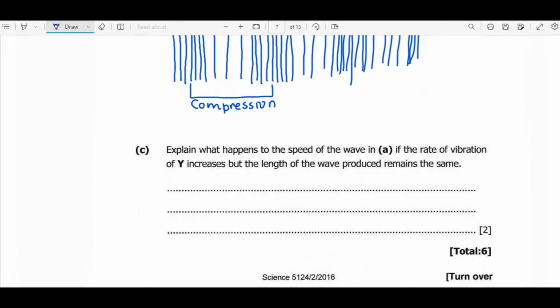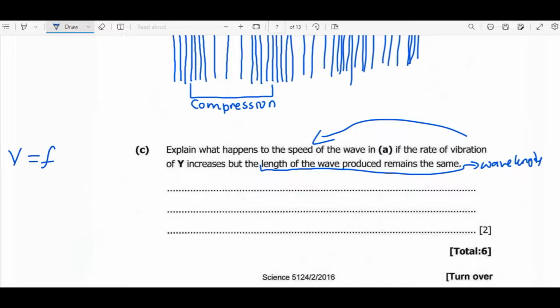Then we move on to question C. Explain what happens to the speed of the wave in air if the rate of vibration of Y increases but the length of the wave produced remains the same. Remember, the length is giving us the wavelength. So the wavelength remains the same but the vibration increases. Will the increase in vibration change the speed? Let's look at the formula for speed. We know that speed, which is velocity, is given by frequency multiplied by lambda, which is wavelength.